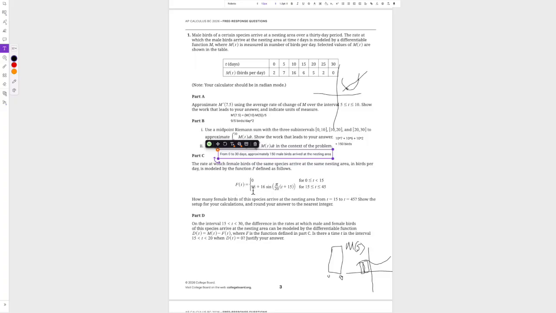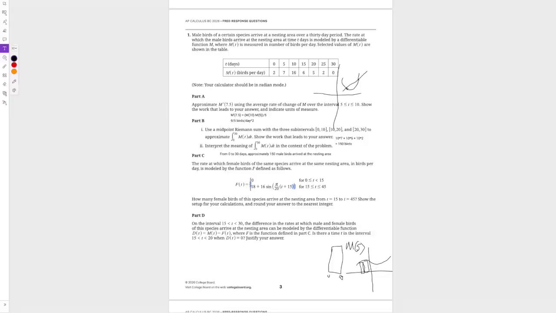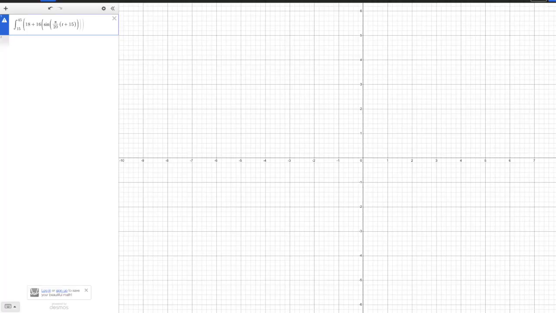All you're going to be doing is integrating this function, because this is the rate, from 15 to 45. So I have decimals open here, so I'm just going to integrate from 15 to 45 of 18 plus 16π over sine of π over 20 times t, sine of π over 20 t plus 15. And this should give us the answer.